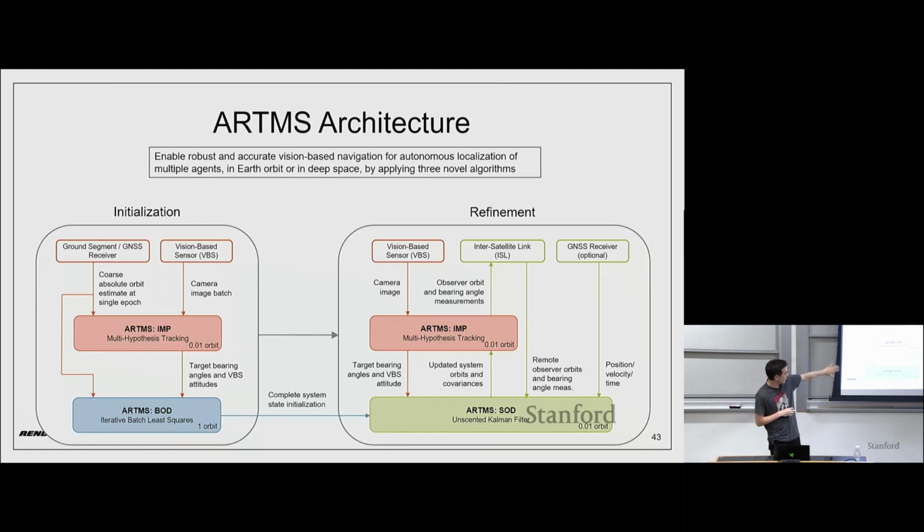There are also 3 core algorithms in red, blue, and green here. We have an image processing step, which is the red, IMP. We have this blue step, which is batch orbit determination, or BOD. And we have this green step, which is sequential orbit determination, or SOD. I want to give a super quick rundown, at a pretty high level, of how each of these operates and some of the more interesting mathematical principles behind them.